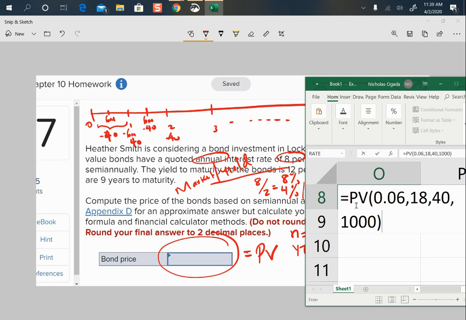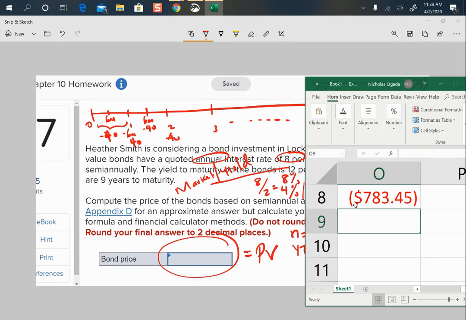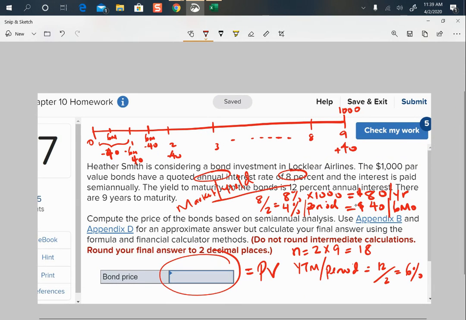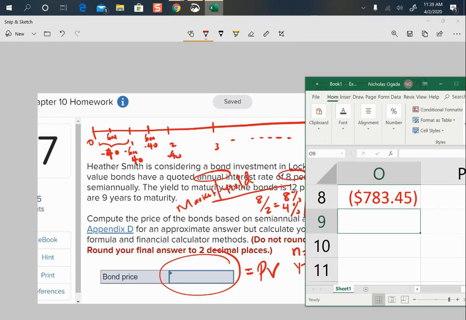And you insert all that and you enter, and you have a present value of 783.45. Again, this shows us a negative number because remember, when you're buying the bond, you're going to be giving up cash, so you're going to sacrifice $783.45. So in other words, we are saying this bond is selling for $783.45.